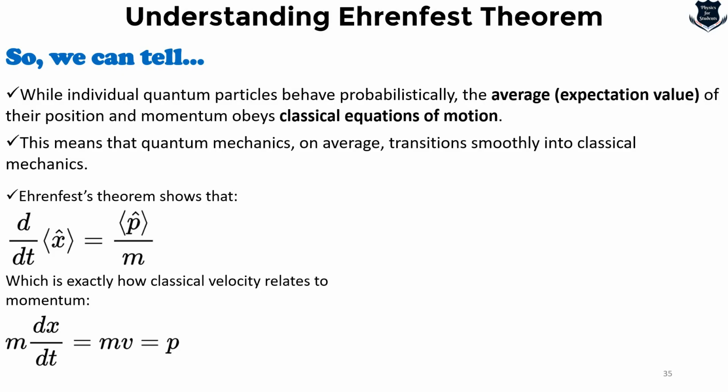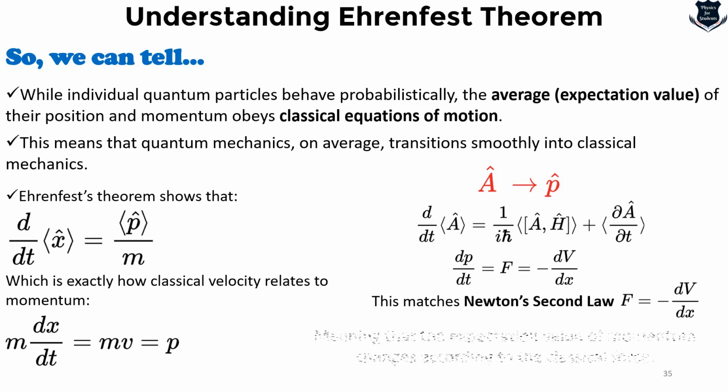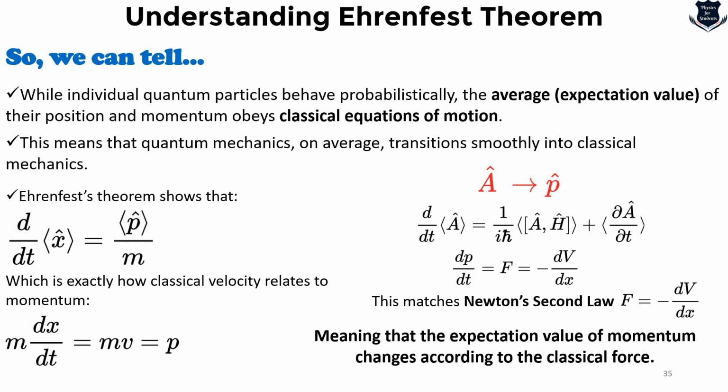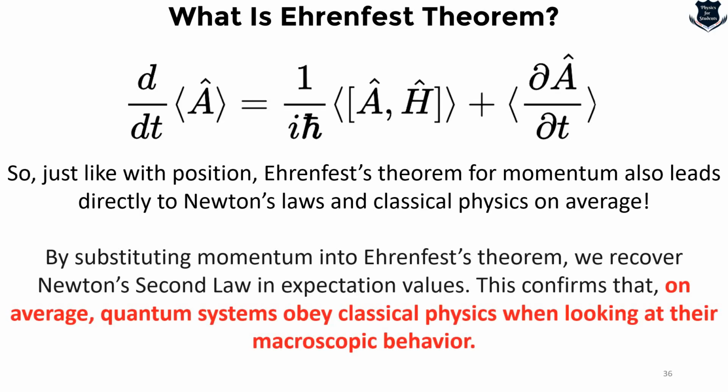Now, it is not only that we substitute position, but we could also substitute momentum in the place of A. As I told you, A is nothing but a generic placeholder. And when we do that, the Ehrenfest theorem looks something like this, and this exactly matches Newton's second law, which means that the expectation value of momentum changes according to the classical force or classical mechanics. So we come to the end of the video, where the Ehrenfest theorem tells us that like the position, if you substitute the momentum, it also leads directly to Newton's classical law on average. And by substituting momentum into the Ehrenfest theorem, we recover Newton's second law. And this confirms that on average, quantum systems obey classical physics when looking at their macroscopic behavior.